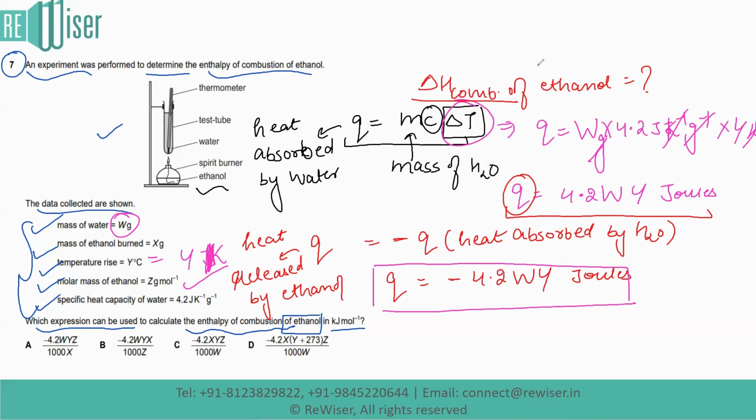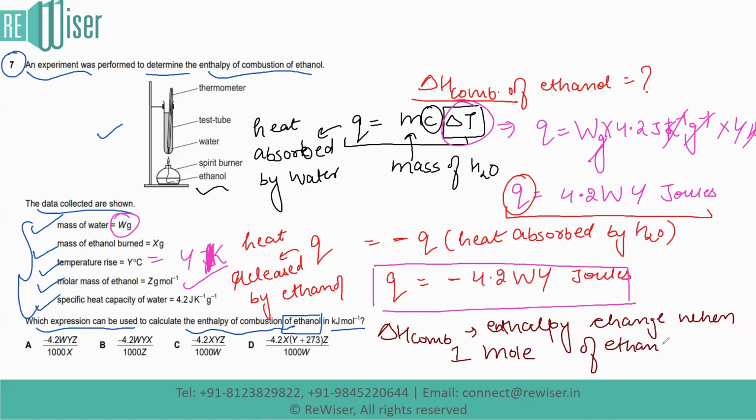Now we have to find out delta H. What is delta H combustion? Delta H combustion is the enthalpy change when 1 mole of ethanol is combusted. Now in the question we have been given how many moles of ethanol.